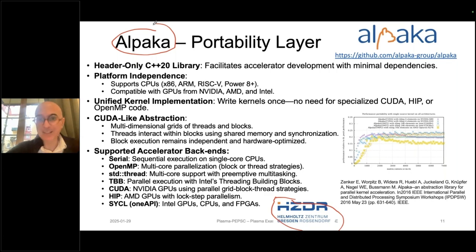This is the way that PIConGPU provides extreme platform independence without actually changing the code. Relying on Alpaka, it supports all different kinds of GPUs, NVIDIA, AMD, and Intel, but also new CPU architectures, ranging from traditional x86 to ARM. We are doing RISC-V in the project, and also IBM Power.